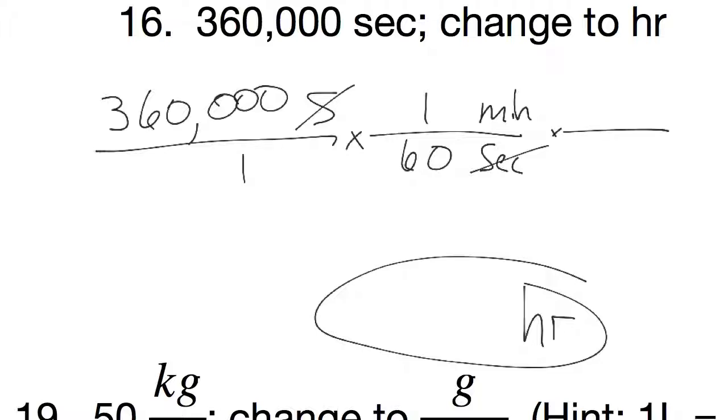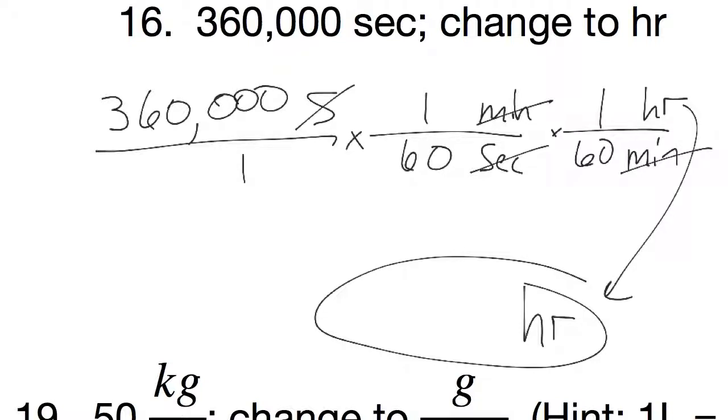Minutes. I want to cancel out minutes because my goal is to find hours. I know how many minutes are in 1 hour. That's in 1 hour there are 60 minutes. So when I multiply across, the minutes will cancel, and I'll be left with just hours in my units. Let's see, 360,000. 60 times 60 is 3,600. So that means when I divide the two, I get 100 hours.